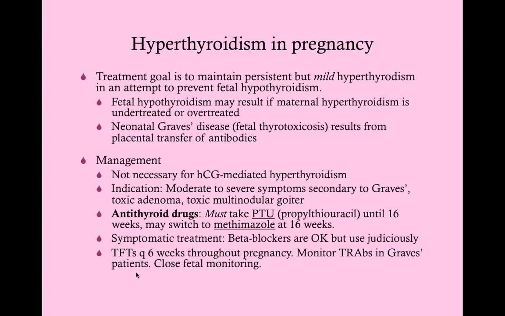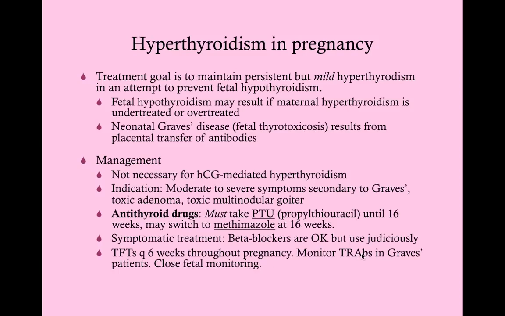She should be coming in to have her thyroid functions drawn every 6 weeks throughout the pregnancy. Some will do it every month. And you're also going to monitor the thyrotropin receptor antibodies in Graves' patients. Why do you do this? Because her requirements for antithyroid drugs are possibly going to go up as the pregnancy goes on. Usually it does.